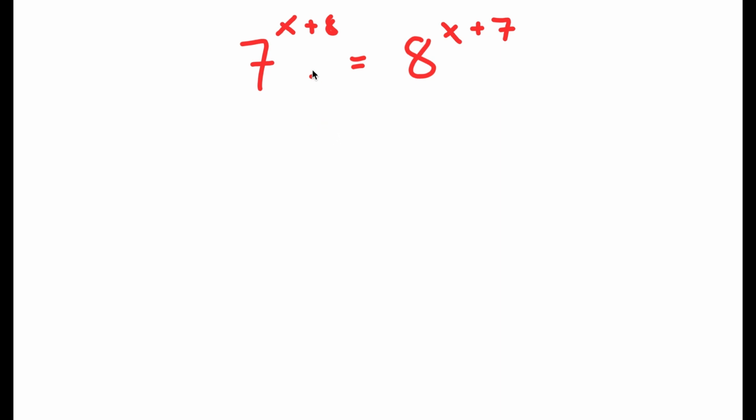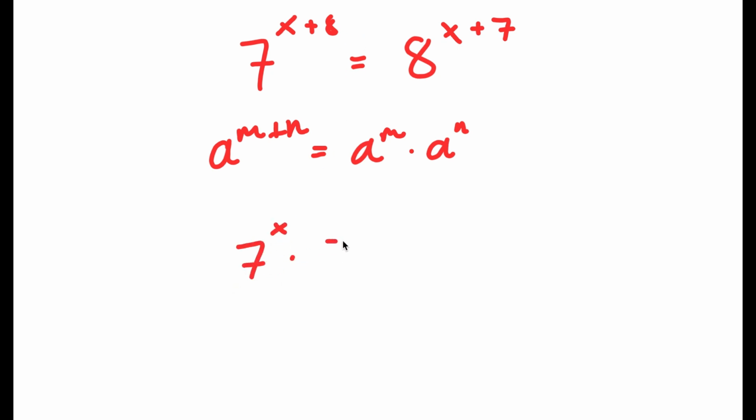Alright, so in this problem, I have 7 to the power of x plus 8 is equal to 8 to the power of x plus 7. So to start, if I have something in the form a to the power of m plus n, this is equal to a to the power of m times a to the power of n. So in this case, 7 to the power of x plus 8, that's going to equal 7 to the power of x times 7 to the power of 8. And 8 to the power of x plus 7 is equal to 8 to the power of x times 8 to the power of 7.